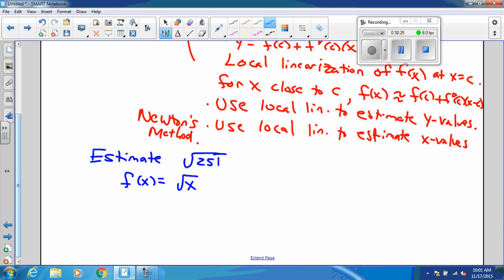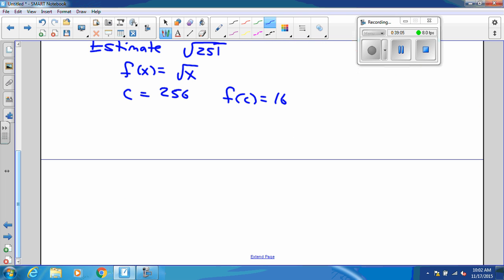So I've got a function which is the square root of x. And I can now choose an x value that is close to 251 that I actually know the square root of. Does anybody know an integer that is close to 251 with a known square root? The integer is 256, and its square root is 16, right? So I'm going to choose c equals 256 because I happen to know that f of c is exactly 16. This is a known anchor point for me.